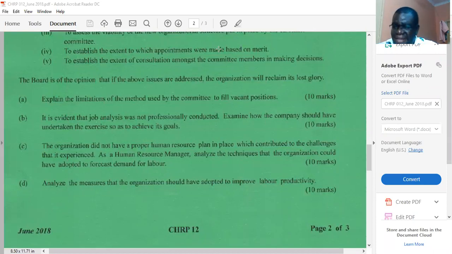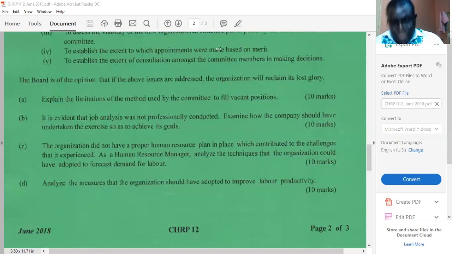Once you are clear as to why you need to do the job analysis, then you need to communicate to the interested and affected persons about the job analysis. Engage the union, engage the employees, engage their representatives as to why you want to embark on carrying out the job analysis exercise. Why will the exercise be important for the employees of the organization? Convince them as to why the exercise is to be undertaken.